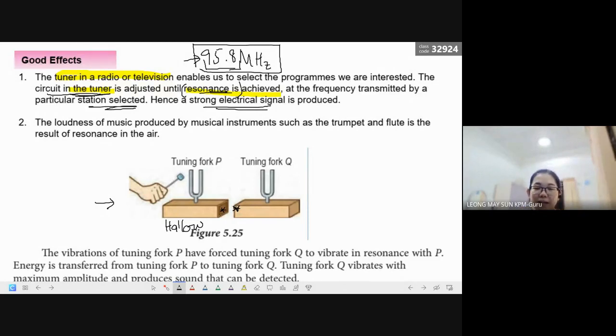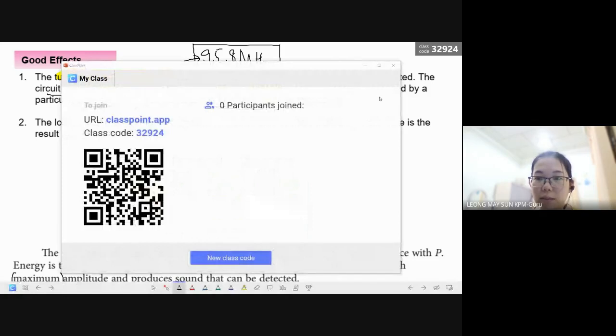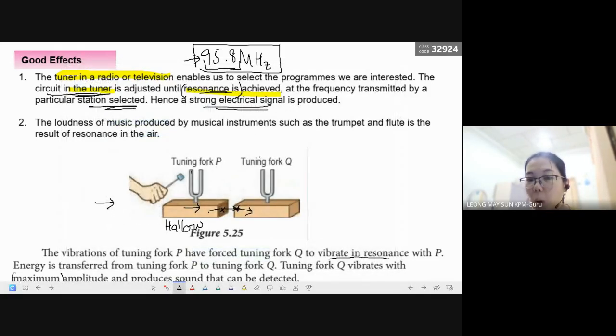All right, so over here, when we hit tuning fork P, the vibration of the tuning fork will force the tuning fork at Q to vibrate in resonance with P's frequency. The energy is transferred from this particular handle to the tuning fork, passing through this box, and the energy and the air particles will move and transfer the energy to Q. So when it reaches Q, Q will also start to vibrate, at its maximum amplitude, and produce a sound that is almost similar to P's frequency. Okay, so this is one example of resonance, a good example.